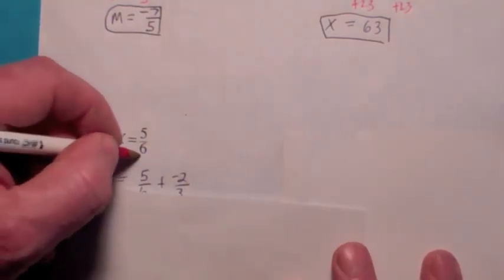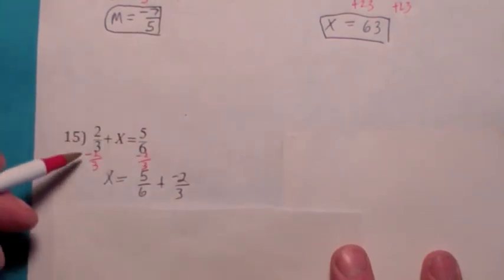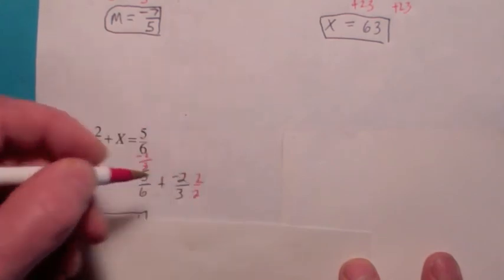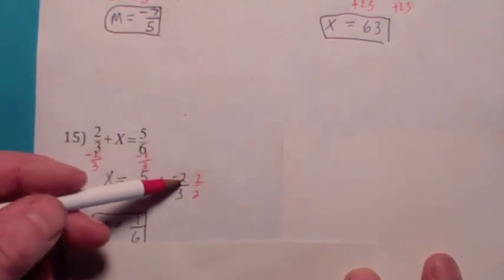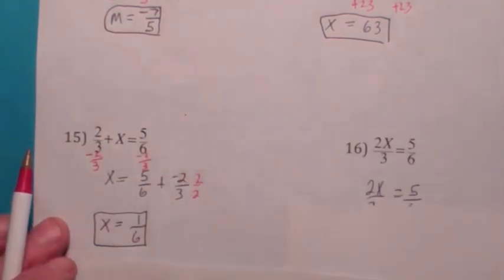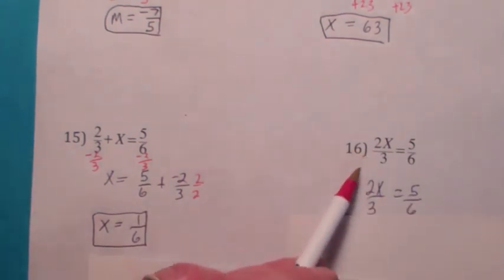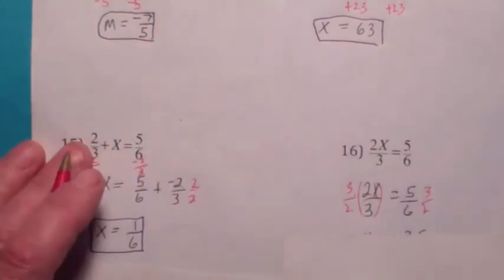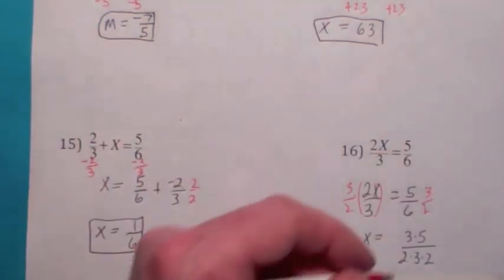On this one, since something's added to your variable, you're going to add the opposite, which is negative 2/3 to both sides. On the left side, you just have x. On the right side, you've got to get the common denominator. Multiply top and bottom by 2. What's 5/6 plus negative 4/6? 1/6. Last one, something's multiplying your variable. Multiply by the reciprocal. 3/2 on this side, 3/2 on this side. Factor the right side. I get 5/4.